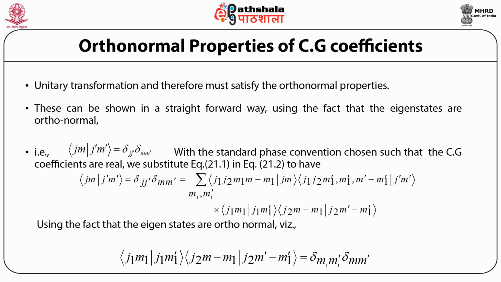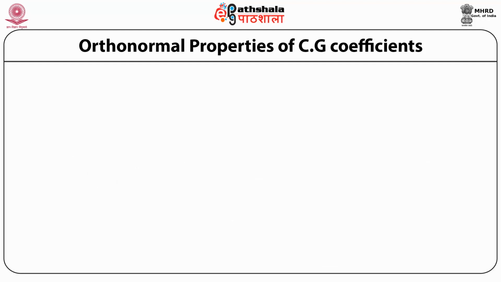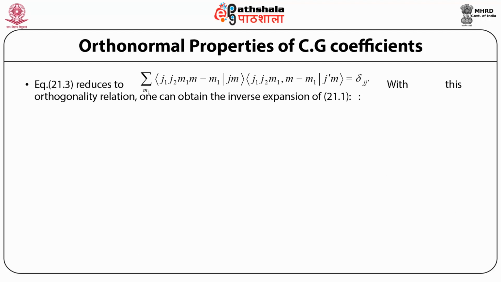Using the fact that the eigenstates are orthonormal, which means the dot product of ⟨j1 m1|j1 m1'⟩ multiplied by ⟨j2, m−m1|j2, m'−m1'⟩ is equal to delta m1 m1' delta mm', equation 21.3 reduces to the sum over m1 of ⟨j1 j2 m1, m−m1|j m⟩ times ⟨j1 j2 m1, m−m1|j' m⟩, which is equal to delta jj'.